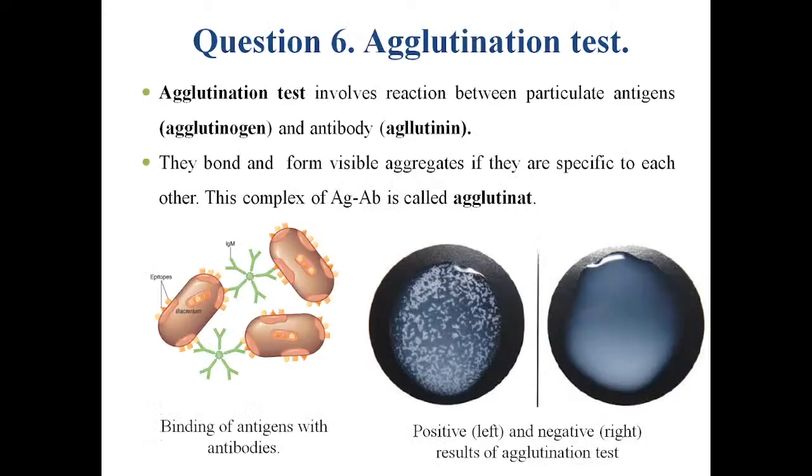Which reactions are used in the laboratories for diagnosis? There are a lot of reactions. Today I want to explain just two types of these reactions. In immunology, we will talk about it more. The first one is the agglutination test. The agglutination test involves a reaction between particulate antigens, called agglutinogen, and antibody, called agglutinin. They bond and form visible aggregates if they are specific to each other.